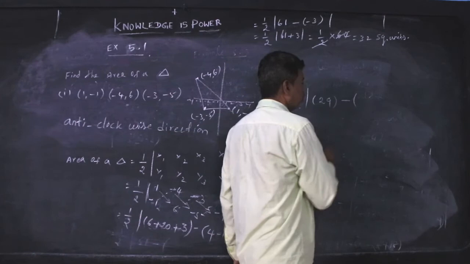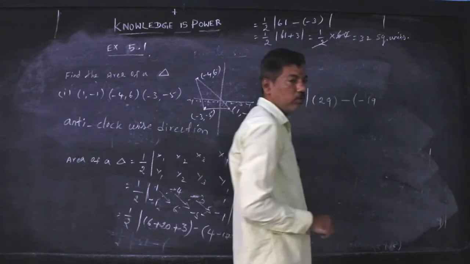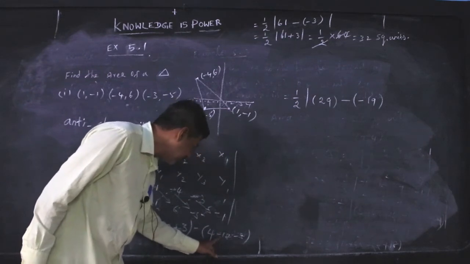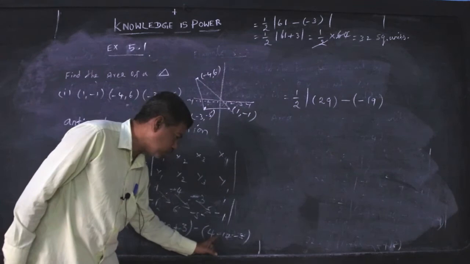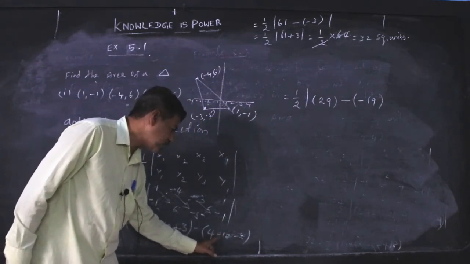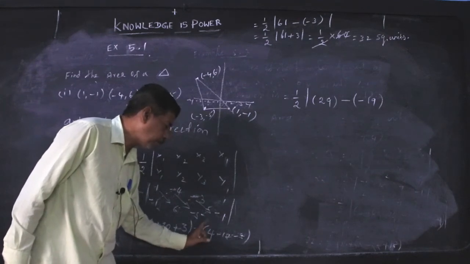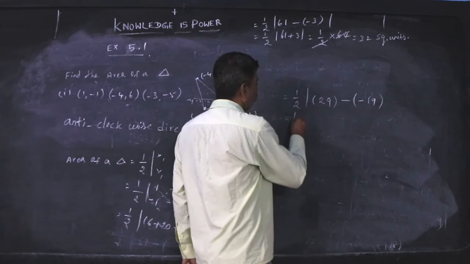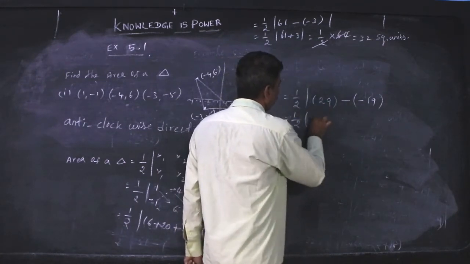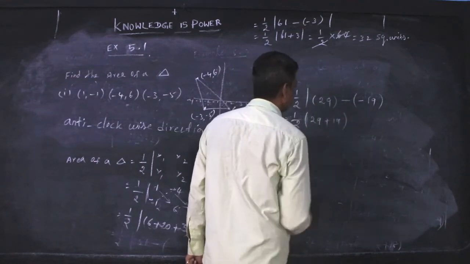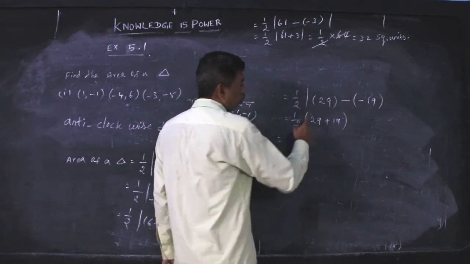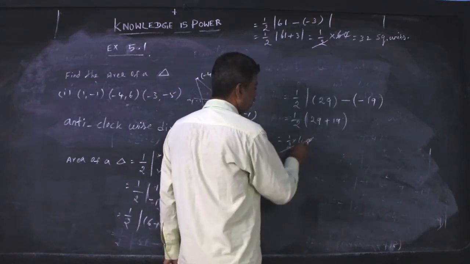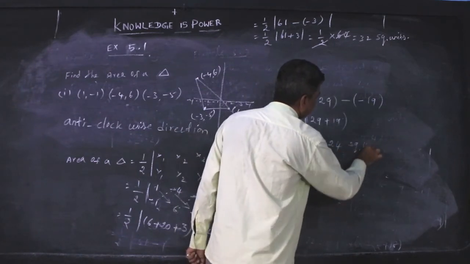So minus of, what is that? Minus of minus 19. It's clear? So listen carefully. 4 minus 18 minus 5. When you join this, you will get minus 23, and minus 23 plus 4 gives minus 19. It's clear? Okay, now 1 by 2 into 29, minus into minus plus. So what will we get? 29 plus 19 is 48. So half into 48, this will be cancelled, 24 square units.